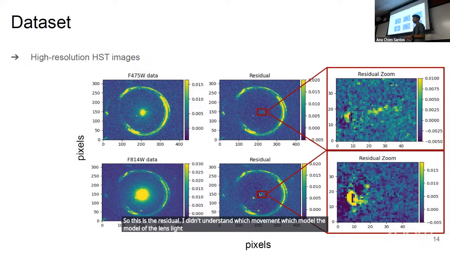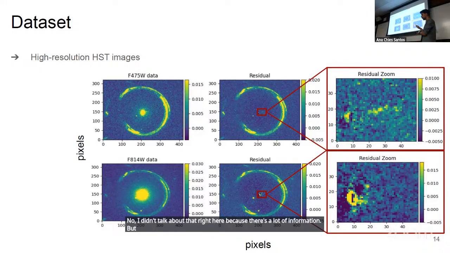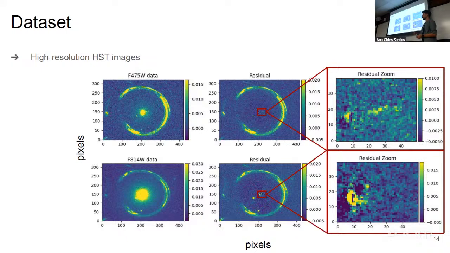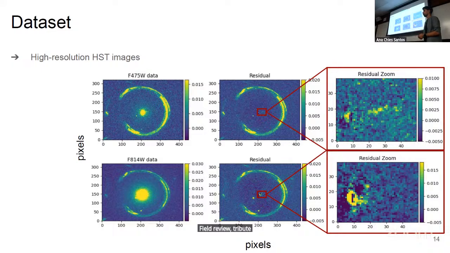I'm not sure if I'm being clear. I didn't talk about that right here because there's a lot of information. But one of the things we did right here was to perform a light modeling to, one, subtract the lens light and be able to observe the radial arc. And we also use the lens light model that we made of the lens galaxy to constrain the stellar mass, because we have a stellar mass-to-light ratio that converts the stellar light profile that we built right here to build our stellar mass model.